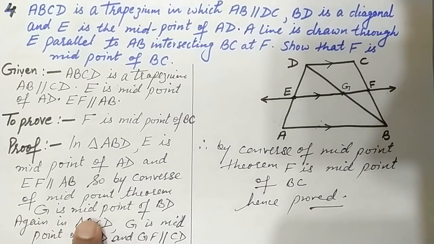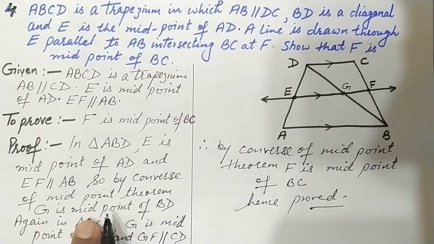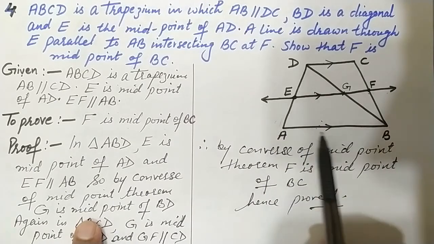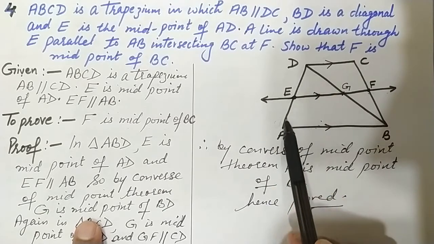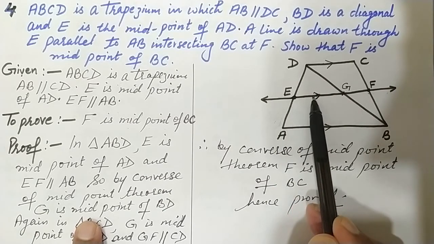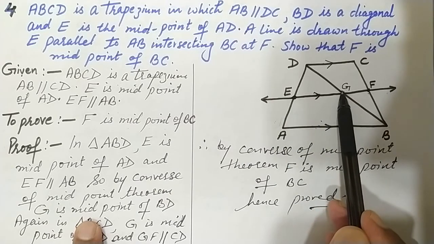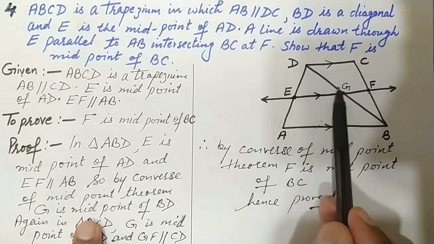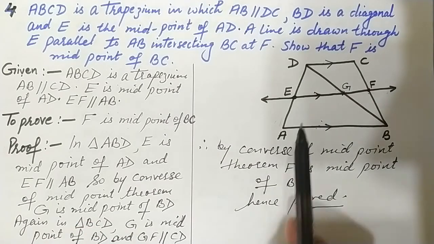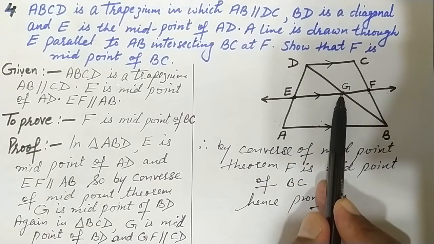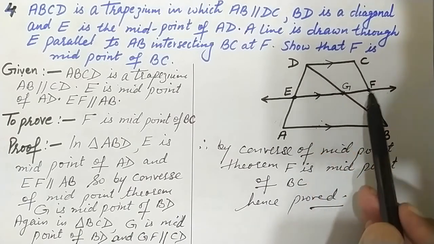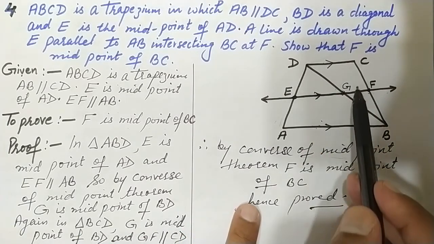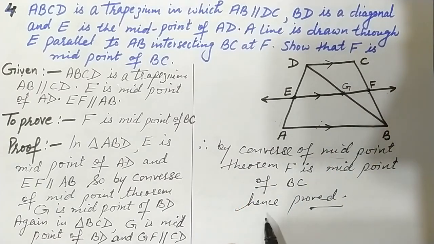Again I want to tell you what the converse of midpoint theorem is. Converse of midpoint theorem says that if in a triangle a line segment passes through the midpoint of one side of the triangle and is parallel to another side, it always bisects the third side. So here G will be the midpoint of BD. Now again in triangle BCD, G is the midpoint of BD because we have proved it just now, and GF is parallel to CD because GF is parallel to AB, so it will be parallel to CD also. So by converse of midpoint theorem again F will be the midpoint of BC. So hence proved.